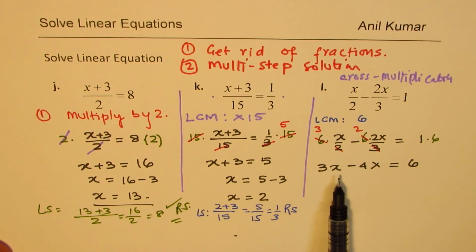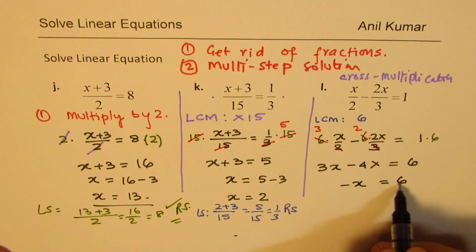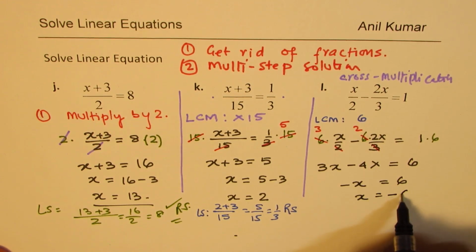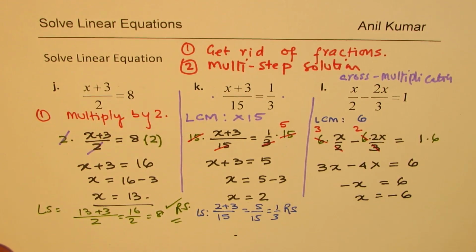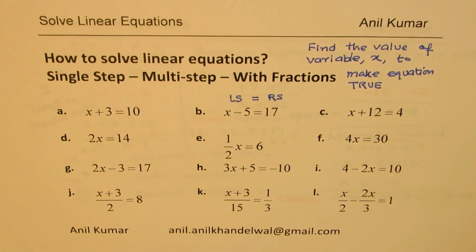Now let's continue with our solution. We have 3x minus 4x equals 6. 3x minus 4x is negative x, which is equal to 6. So x should be equal to negative 6. Perfect. So that is how we are going to solve this particular equation. I hope now you understand the basics of solving linear equations.